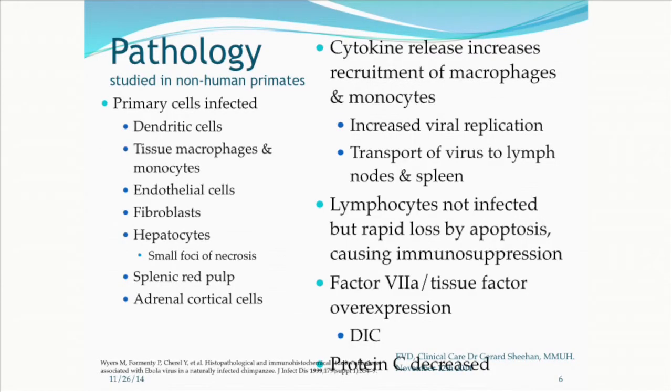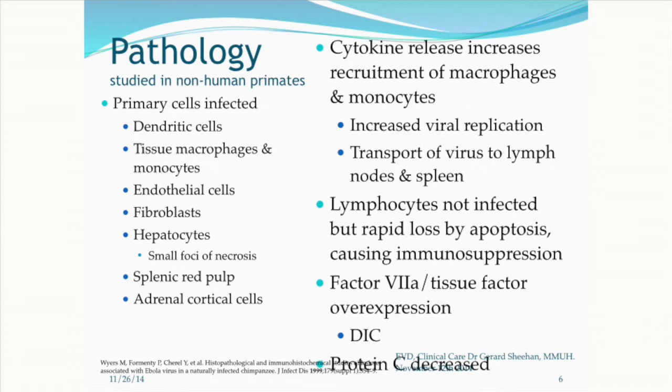In terms of pathology then, this is essentially studied in monkeys. Virtually all of what I have to say is studied in monkeys and derived from monkeys, and insofar as monkeys are like humans with regard to Ebola, and they probably are more or less like humans with regard to this, then we derive this. So the primary cells infected are dendritic cells, tissue macrophages and monocytes, also endothelial cells and fibroblasts, hepatocytes, splenic red pulp, and adrenal cortical cells.